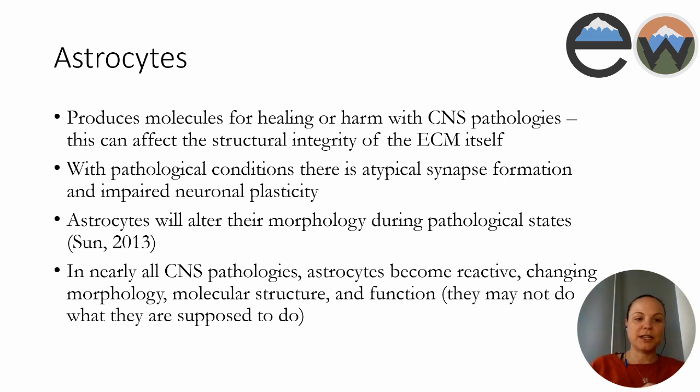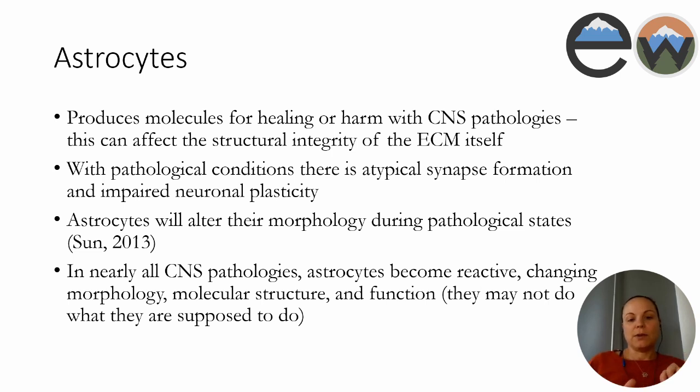Okay. So with astrocytes, they produce molecules that will either heal or harm central nervous system issues. I feel like this is kind of a statement for many, many different things that happen inside the body. They can affect the structural integrity of the extracellular matrix itself, right? So that feedback loop that I was talking about, it can eventually get into that self-perpetuating cycle of responding to a problem, but now being part of the problem and continuing to break down the extracellular matrix 3D structure. We know that with pathological conditions, there is atypical synapse formation and impaired neuronal plasticity. So we know that there is a difference with the communication in the system and how it responds to things.